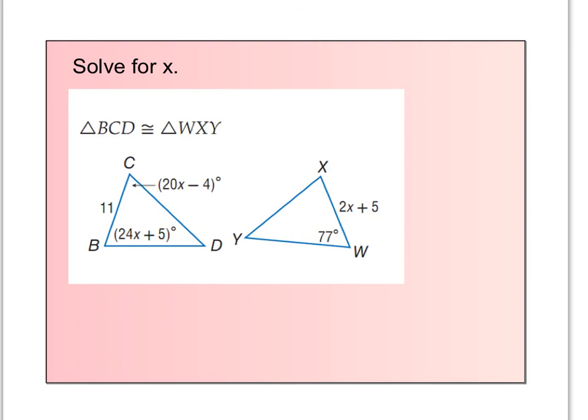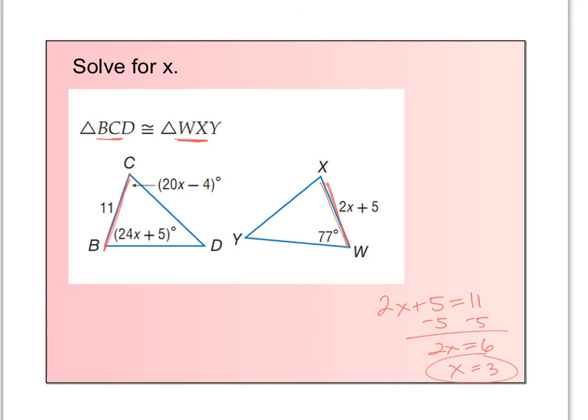All right, so you might have thought about this x over here, 2x plus 5. Well, they're on side XW. XW are the first and second letters. That would match up with BC, which is right here, which is 11. So some of you might have said 2x plus 5 equals 11 and solved it. And you get x equals 3.